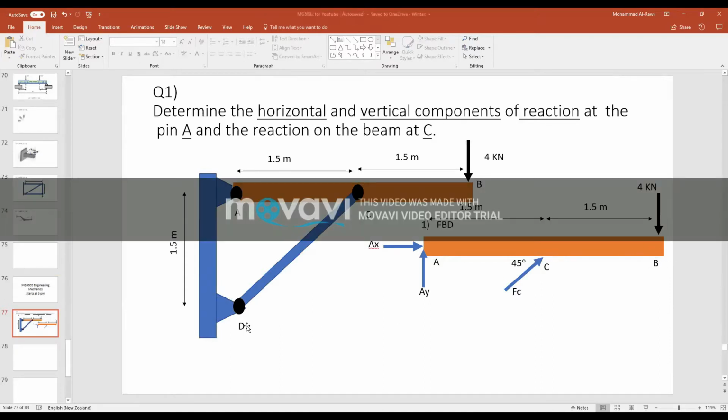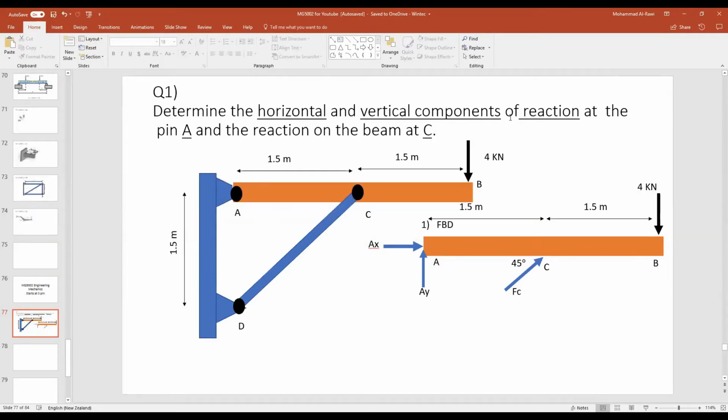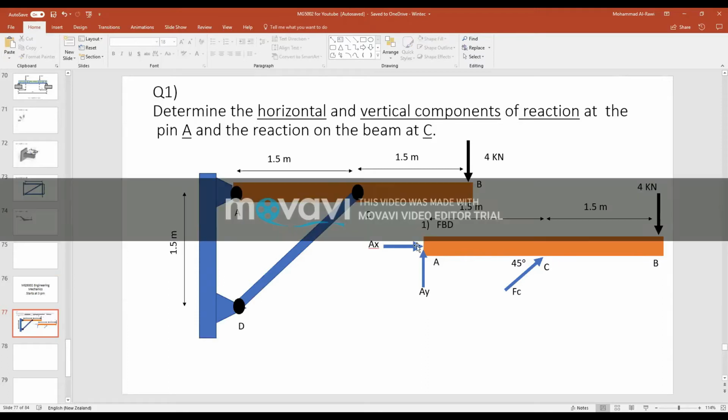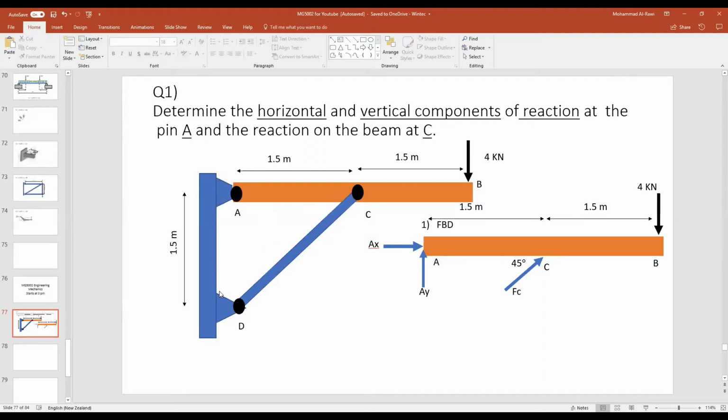Now you ask me, why did you ignore the support reaction at D? Remember, in the question, he wants us only to find the horizontal and vertical components of the reaction at pin A and the reaction on the beam at C. So that's the reaction at C, and this is the support reaction. Therefore, I don't need to bother myself with D. But if I found there is information needed from D to help me find AX, AY and FC, yes, I will go and try to find it.